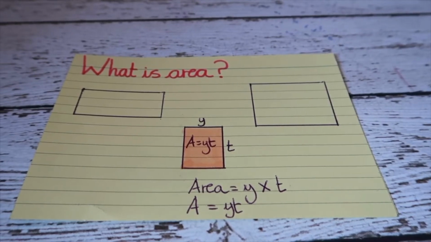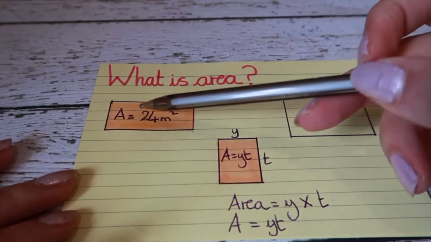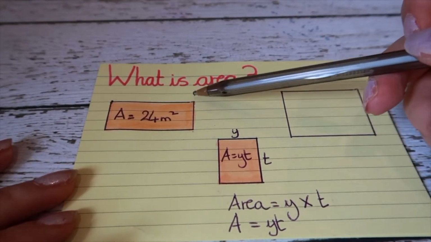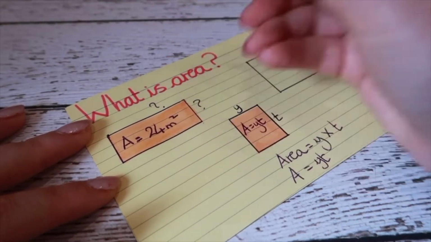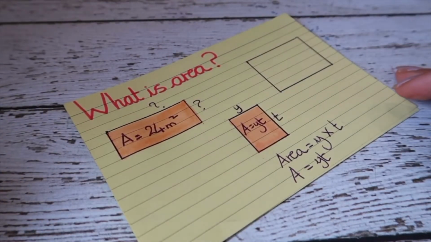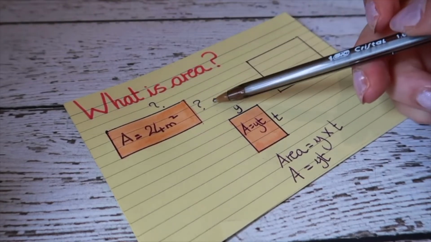Y times T is the same as T times Y. Okay, this time I'm going to ask you a different question. So this rectangle shows that the area is equal to 24 meters squared. What I want you to have a think about is, what could the width and length be? So we're going to work backwards slightly.